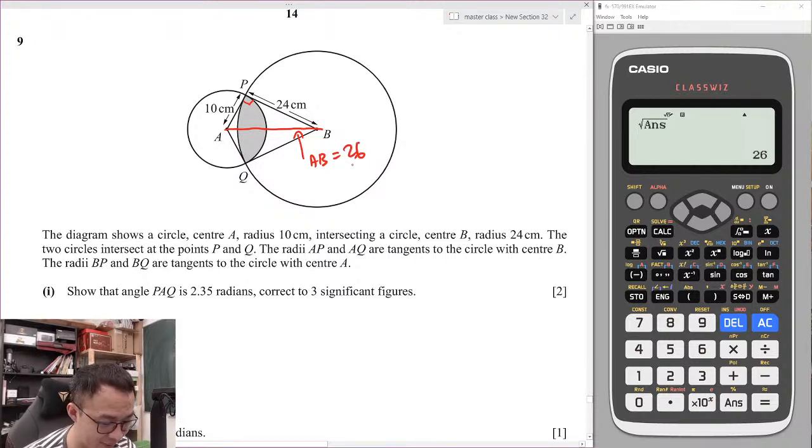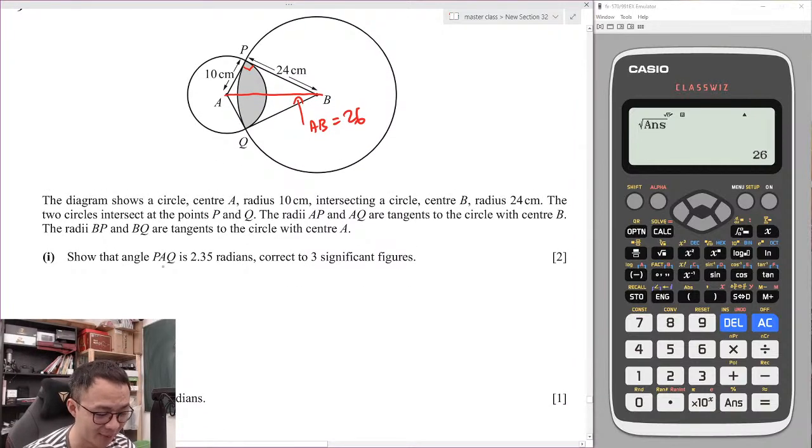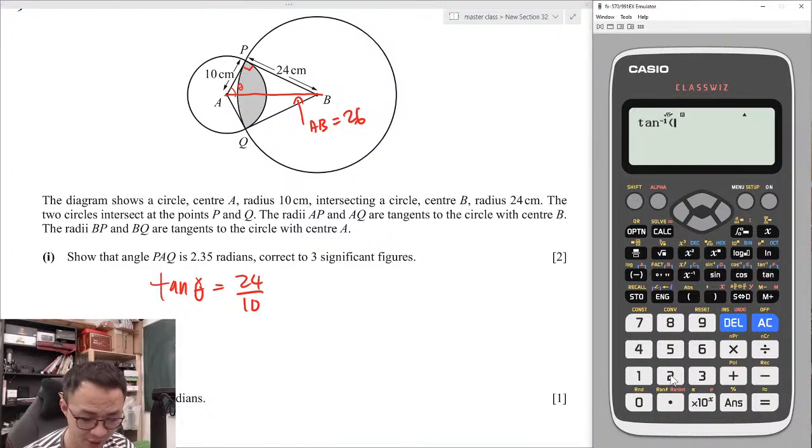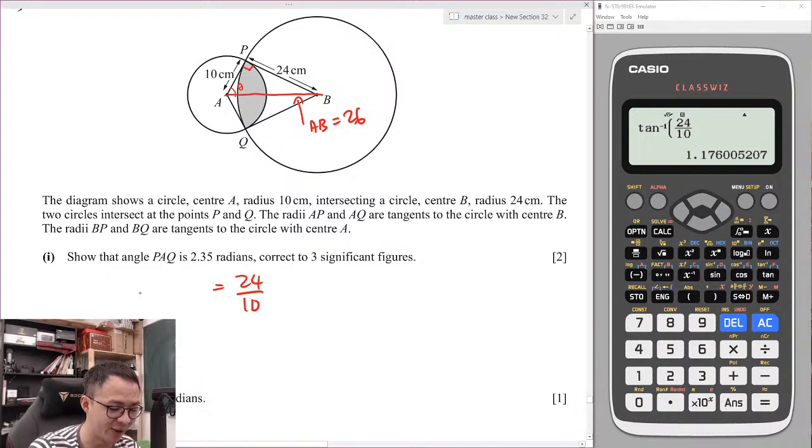Does it help? Let me see. Okay, do one by one first. Show that PAQ is 2.35. PAQ first. You want to know the angle, so solve the triangle with theta here using the tangent. So tangent theta equals 24 over 10. Then I times 2, isn't it? Change to radian, shift tangent, 24 over 10. Or you label the angle. I think labelling the angle looks a bit more professional.